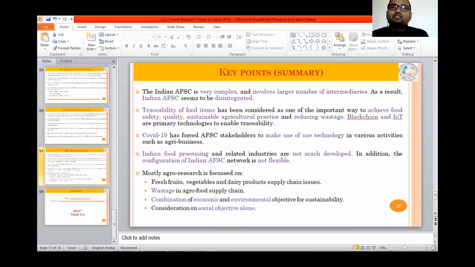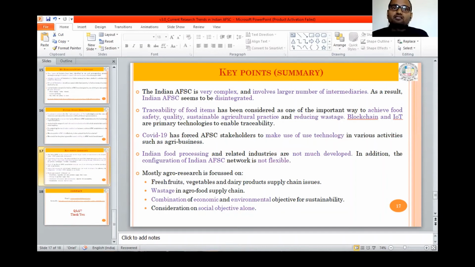And if I summarize my whole talk, I can say that the Indian agro-food supply chain is very complex and involves a large number of intermediaries, so it seems to be disintegrated. Recently, traceability has been found to be a mechanism which can solve a few problems of this agro-food supply chain, where blockchain and IoT can become front runner technologies. And COVID-19 has forced agro-food supply chain stakeholders to make more use of technologies, which the government is also supporting.